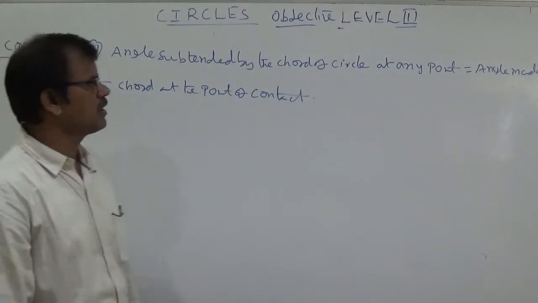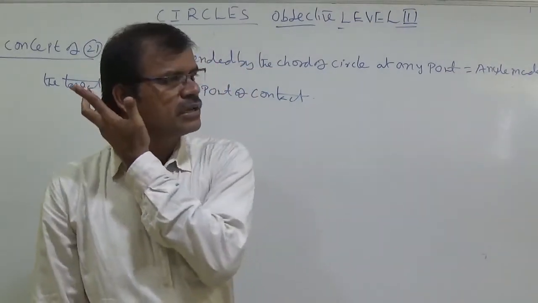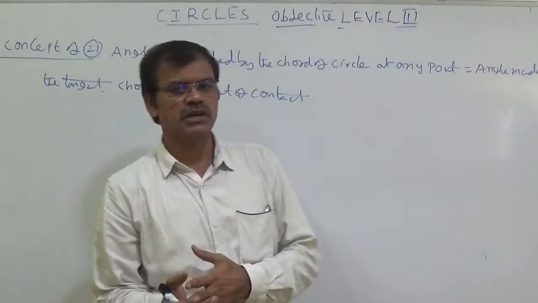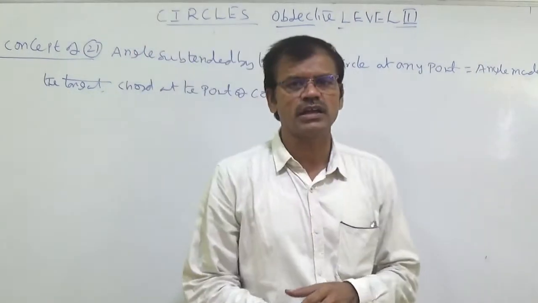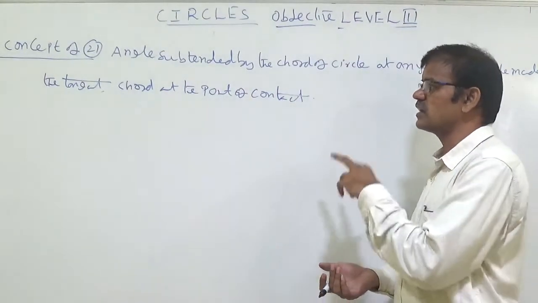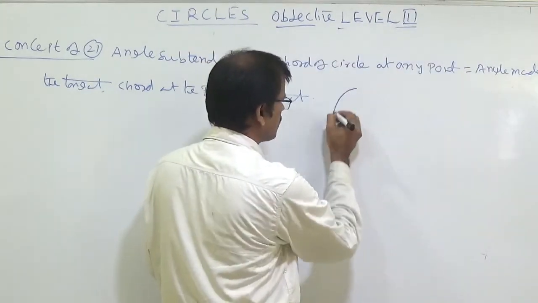The angle subtended by the chord of the circle at any point on the circle, the chord may subtend an angle. That angle, if it is theta, is equal to the angle made by the chord of the circle and the tangent at the point of contact. Let us draw the diagram, then you can understand.